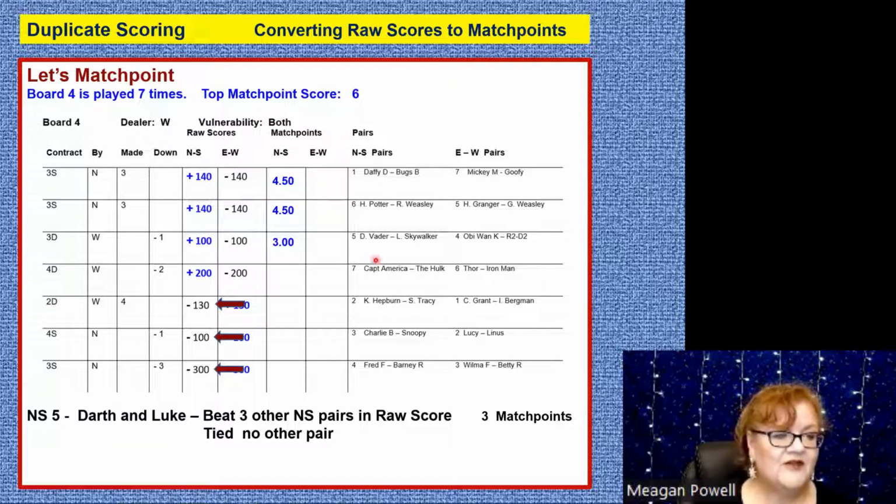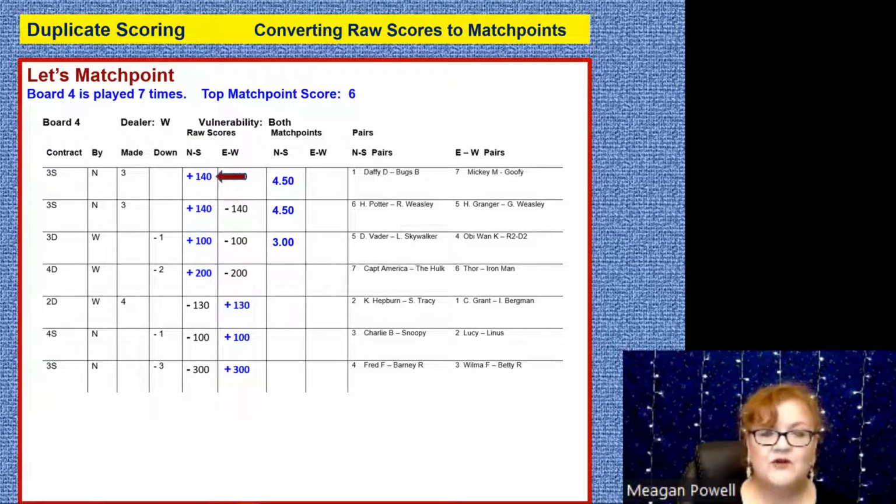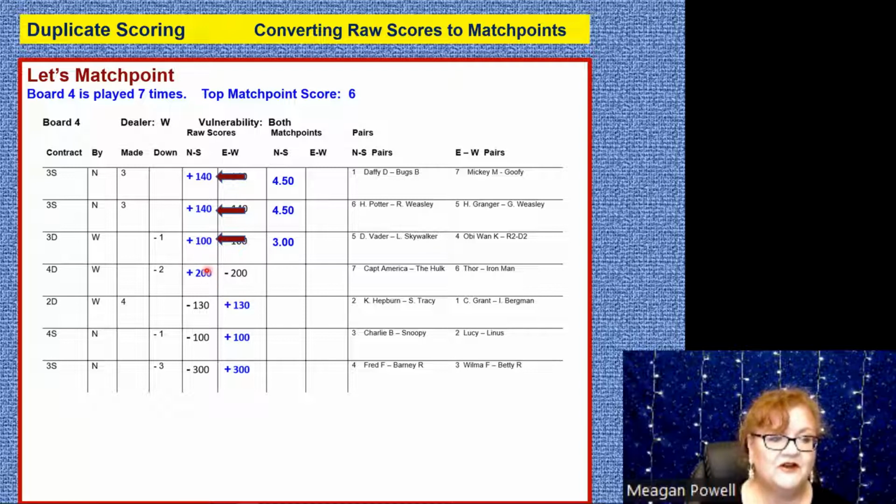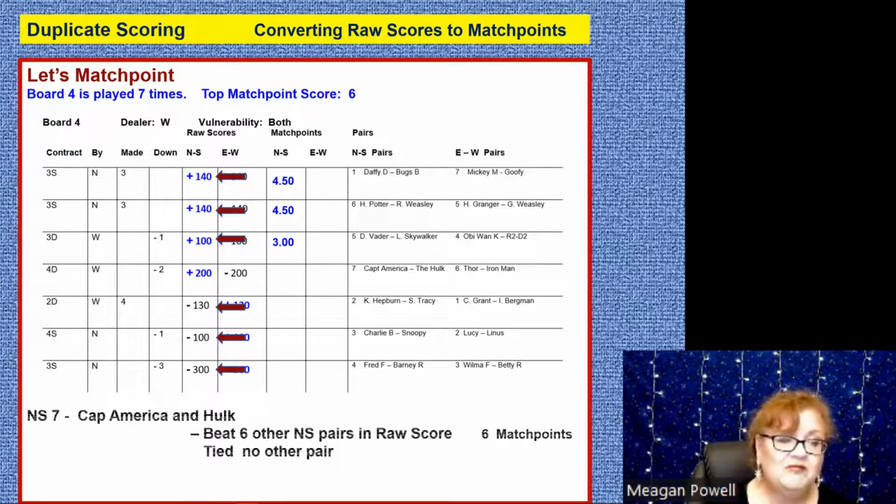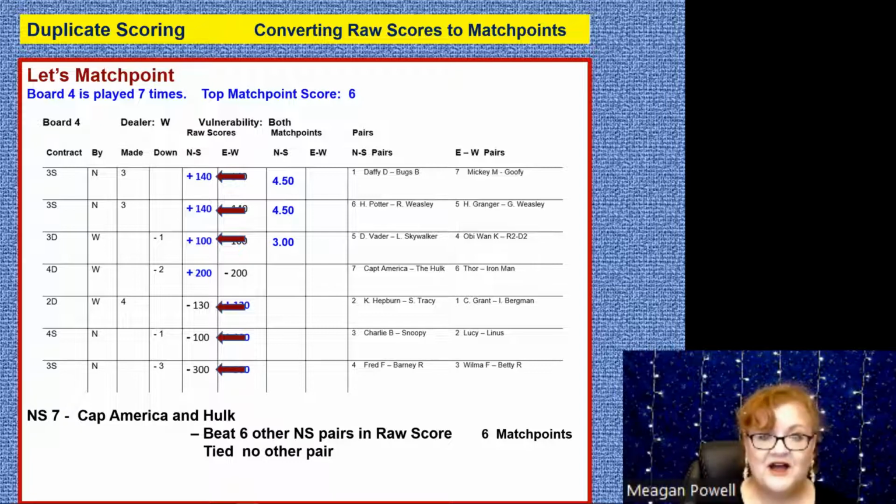All right, let's come down to Captain America and the Hulk on the next line. They're the next north-south pair. They earned a positive 200. So who did they beat? Well, they beat line one, because 200 is better than 140. They beat line two. 200 is better than 140. They beat line three. A plus 200 is better than a plus 100. And of course we skip them. You can't beat up on yourself. Then they also beat all the negative numbers, right? It looks like they beat six other north-south pairs in the raw score. They have the highest, the best raw score. They had the highest positive number. So Captain America and the Hulk beat six other players. They didn't tie anybody. They get a 6.00.